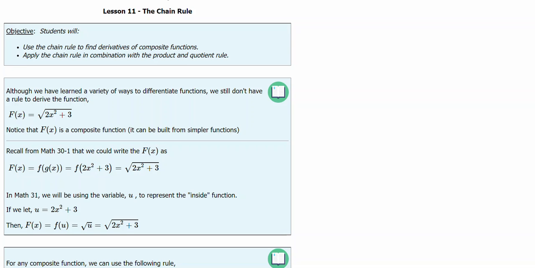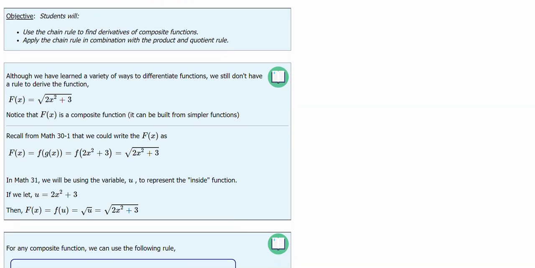I'd like to go through the intro to this chain rule lesson just to make sure that everybody understands some of the notation here. Sometimes it can look a little confusing, but it's really not as bad as you might think. So what we're doing now is we're going to be taking the derivative of composite functions. So that would be something like this.